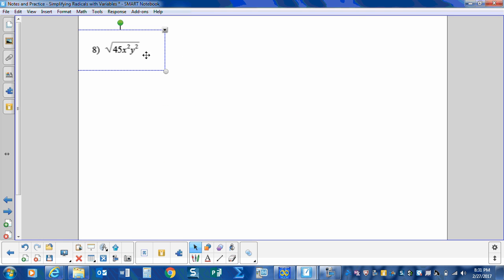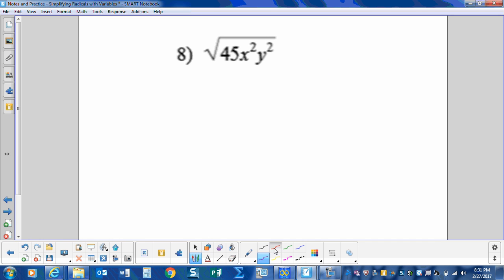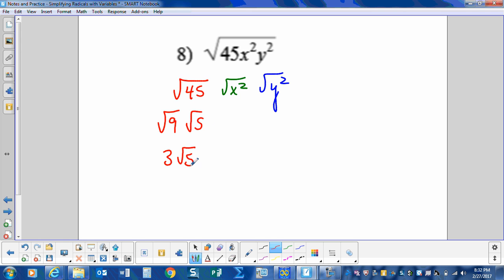Let's try number 8. So we have the square root of 45 times the square root of x squared times the square root of y squared. The square root of 45 is the square root of 9 times the square root of 5, which is 3 square roots of 5. The square root of x squared is x, and the square root of y squared is y. So my final answer is 3xy times the square root of 5.